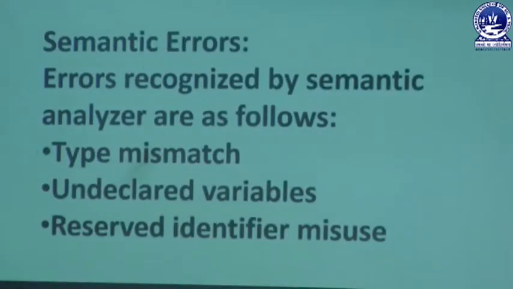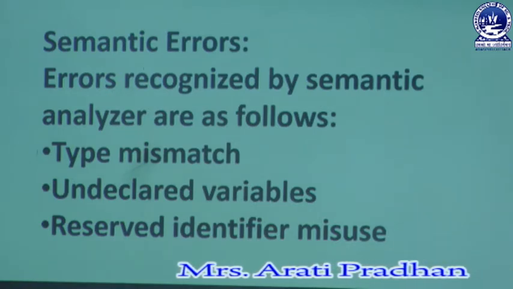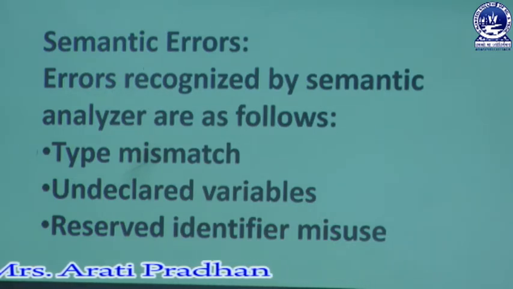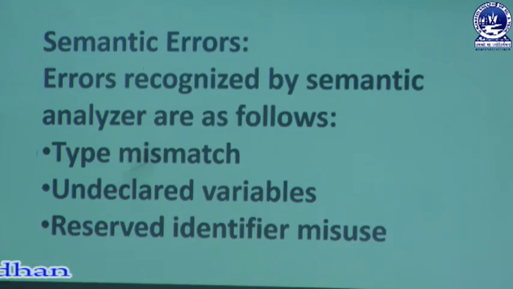Now we will discuss the different types of error which may occur and which may be termed semantic errors. We know that there are a number of different types of error, such as syntax error, logical error, runtime error. Here we are discussing semantic errors. What is the meaning of semantic error? The errors which are recognized by the semantic analyzer are called semantic errors, and those are type mismatch, undeclared variable, reserved identifier misuse.